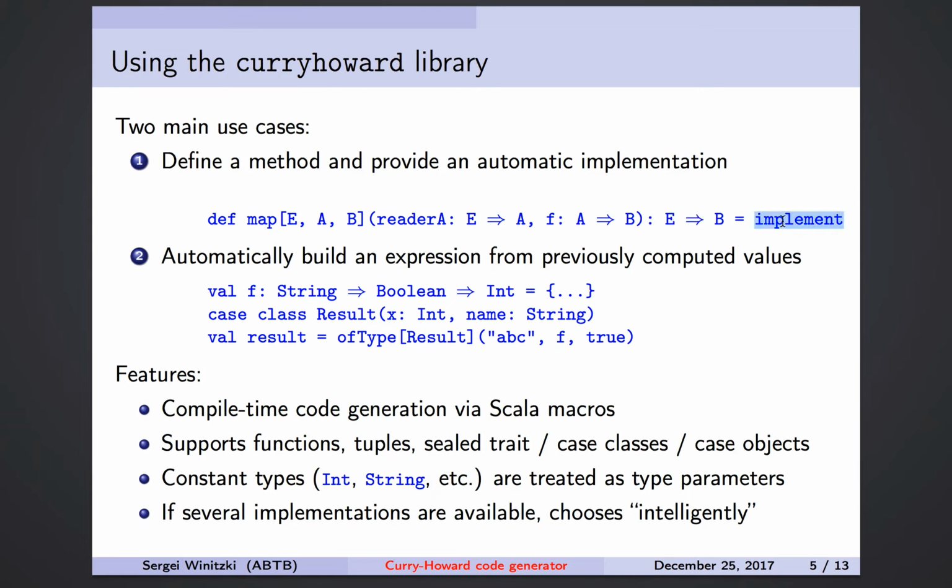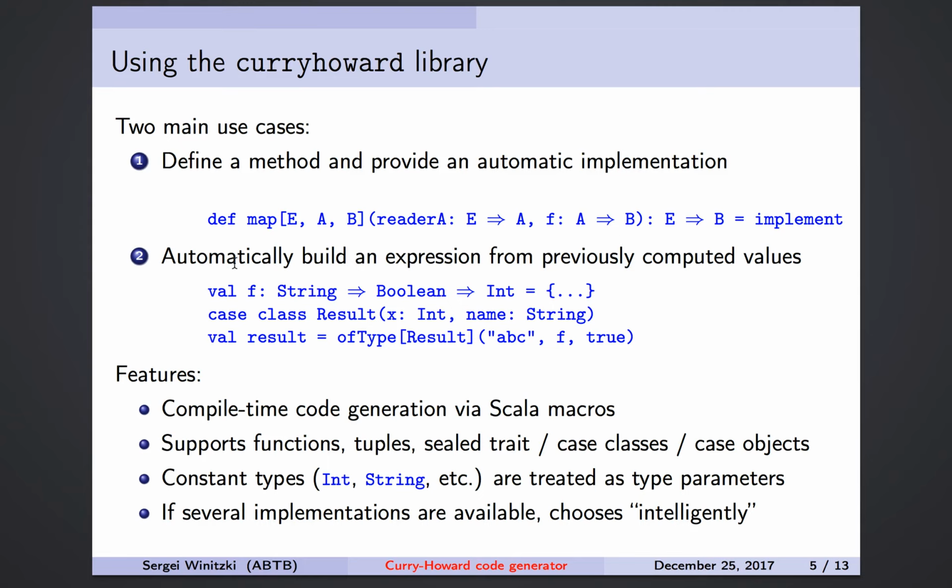And then I just say implement. Implement is the function from the curryhoward library. And that's it. That's all I have to do. This is a macro. It will read the types on the left-hand side. It will perform the reasoning that we performed in the previous slide, and it will generate the code. Pretty much the same code. There's not much else it could generate.